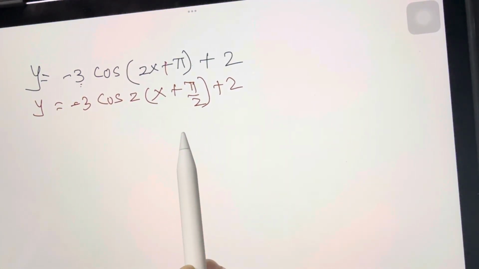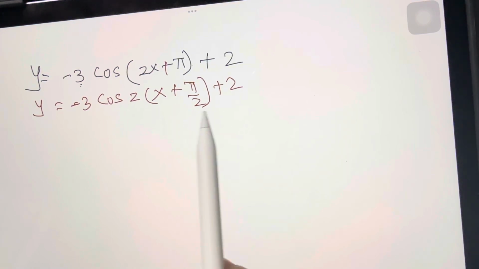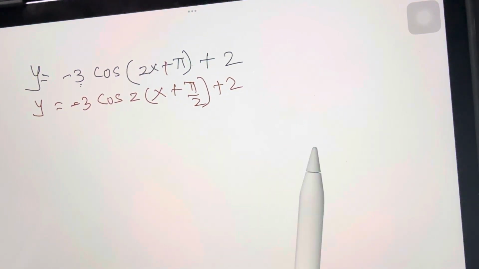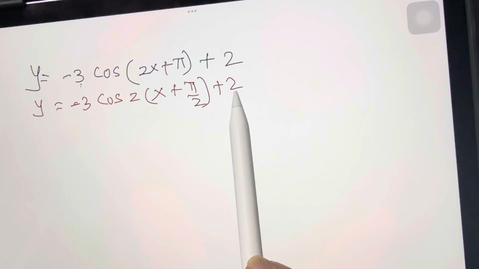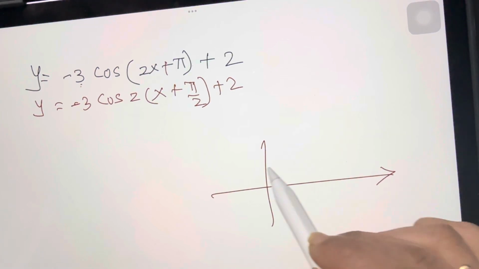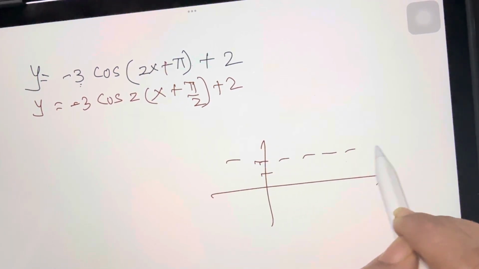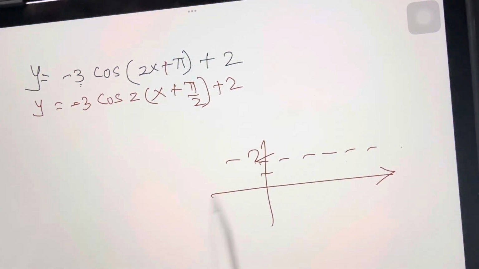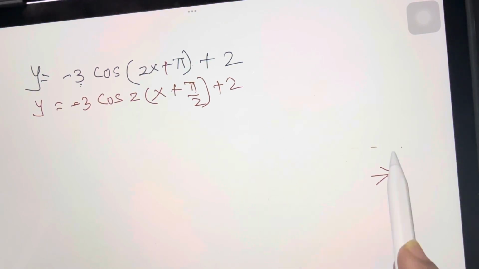Left, this time I'm doing left, okay? That will help you in knowing how the graph works when it moves left. And also the whole graph is moving up by 2. That means the midline is 2. Now in our normal graph, this is the midline. Now my midline will be here at 2. Okay, so let's try.